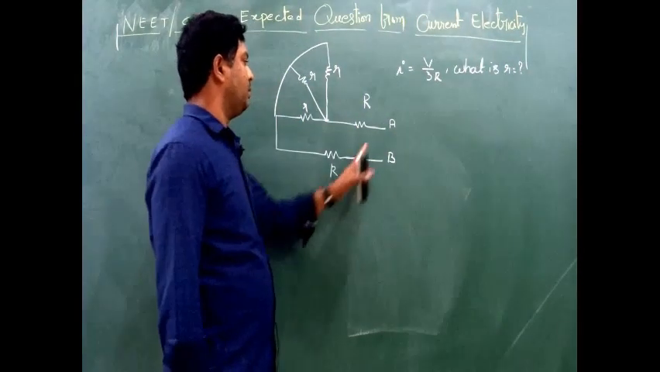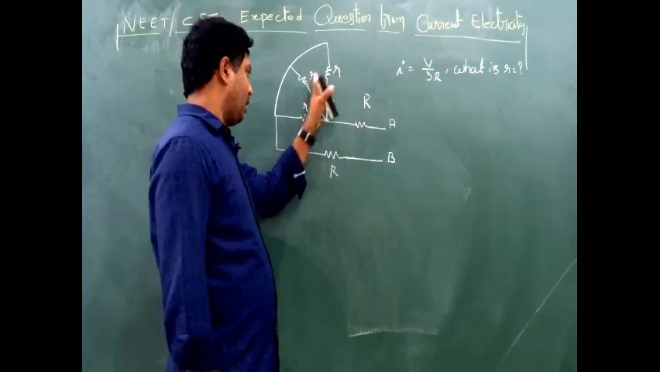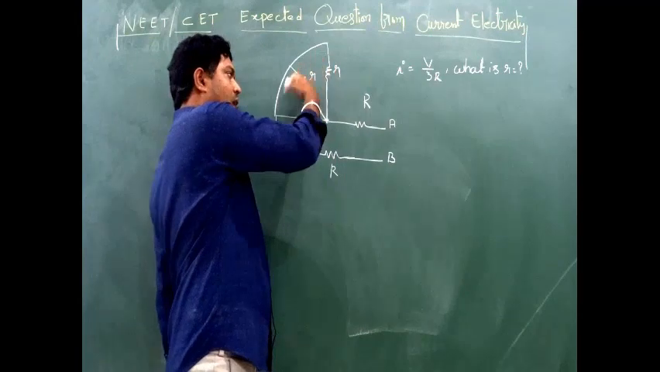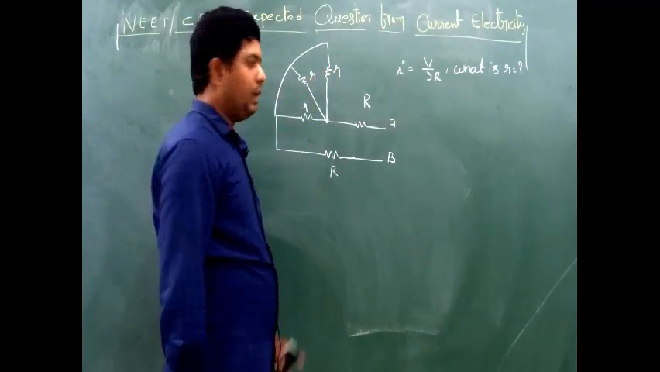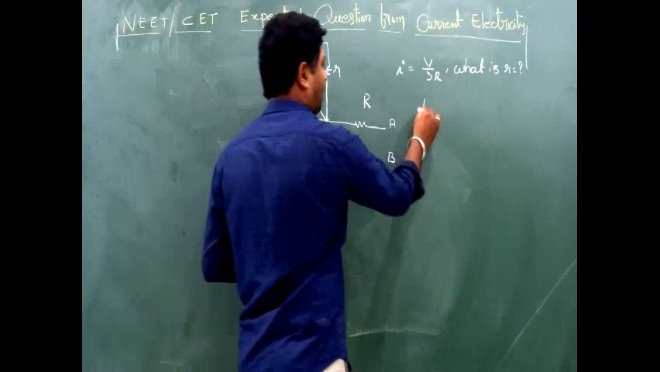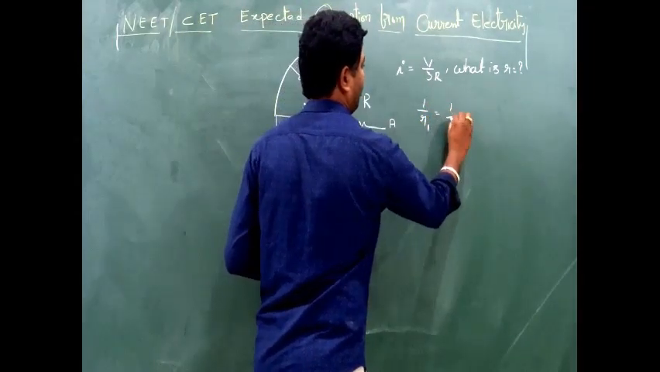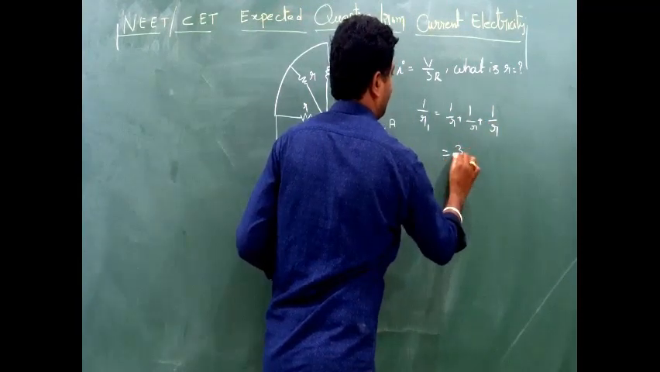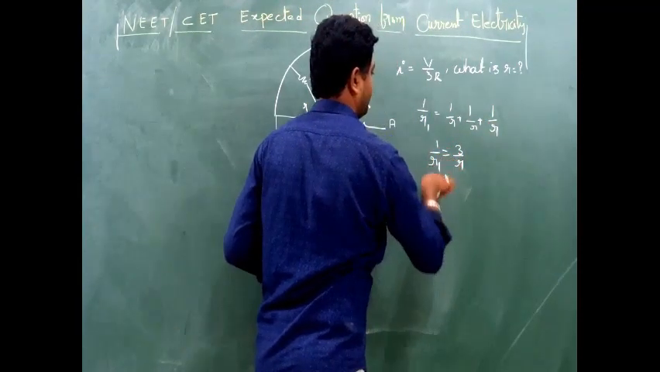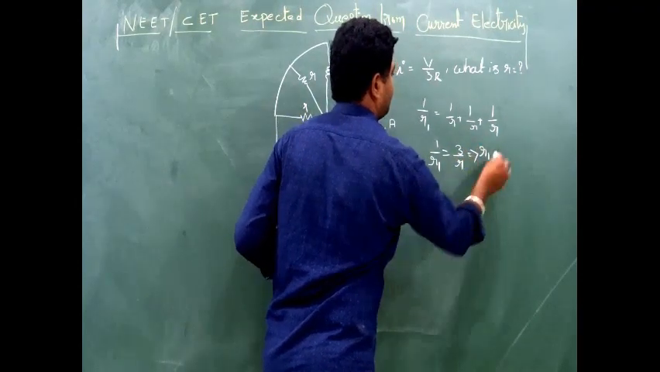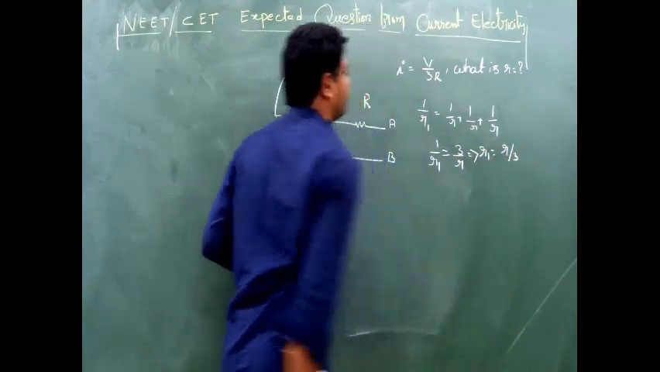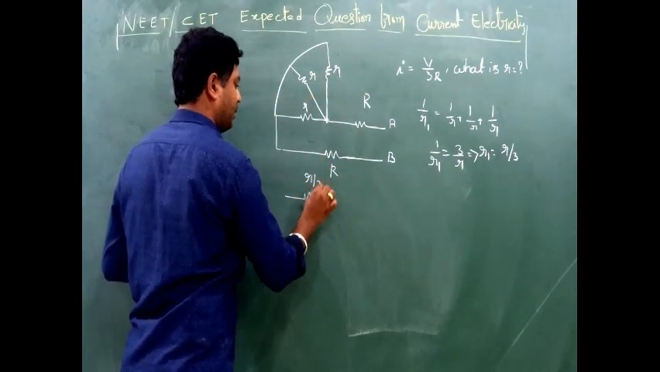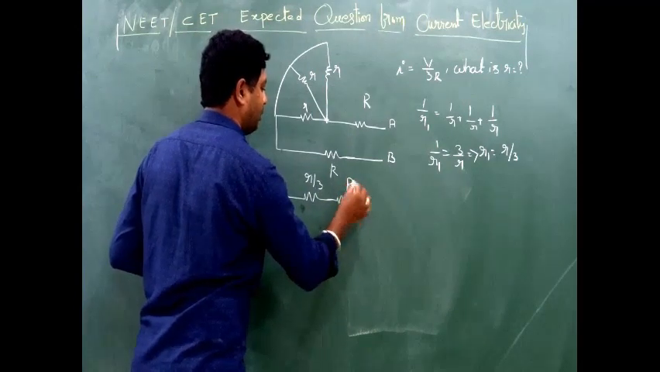If we look at this one, the current is passing like this, and these three are joined at this point. That means the end positions are the same, so all three are in parallel. In parallel, 1 by R1 is equal to 1 by R plus 1 by R plus 1 by R, which is 3 by R. So R1 is equal to R by 3. The effective resistance for this branch is R by 3, connected with another R.